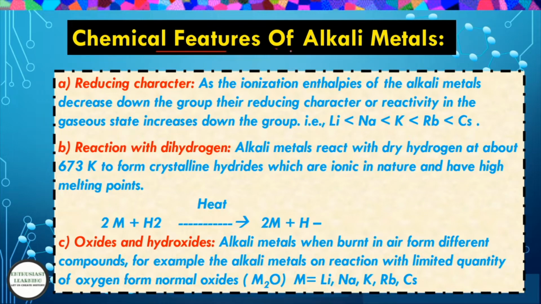Chemical features of alkali metals. Reducing nature. As the ionization enthalpies of the alkali metals decrease down the group, their reducing character or the reactivity in the gaseous state increases down the group.